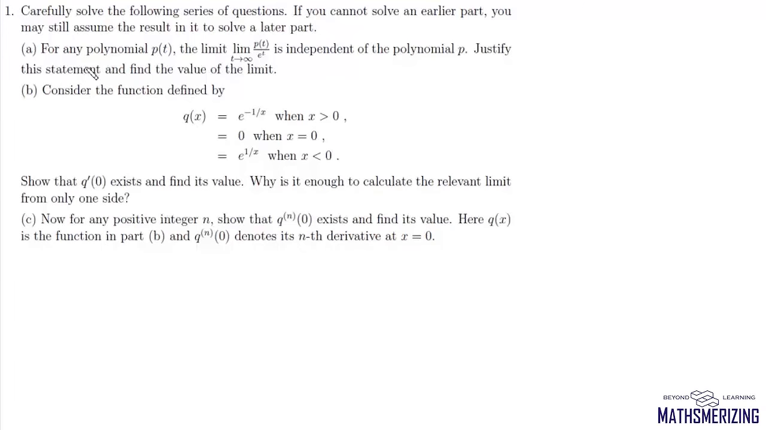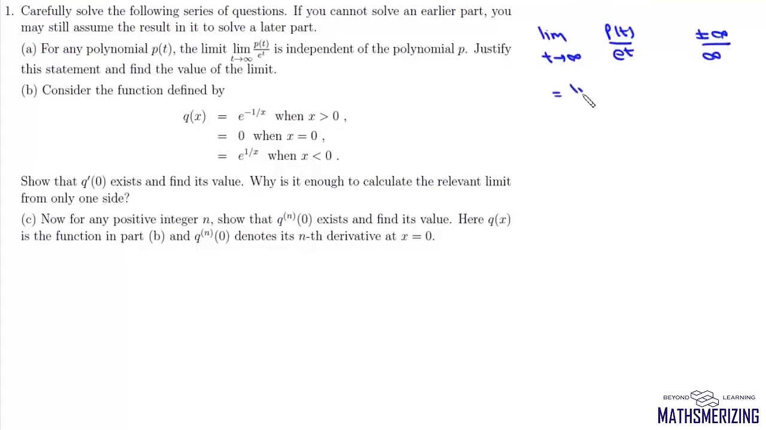Now question number 1 is, for any polynomial p(t), the limit t tends to infinity p(t) upon e to the power t is independent of polynomial p. Justify the statement and find the value of this limit. So we have this limit, which is limit t tends to infinity p as a function of t upon e to the power t. Now if we put t as infinity, this numerator will be plus or minus infinity and then e to the power infinity will be infinity. So when it is infinity upon infinity form, we can use L'Hopital's rule.